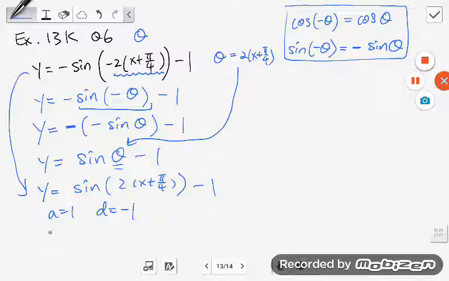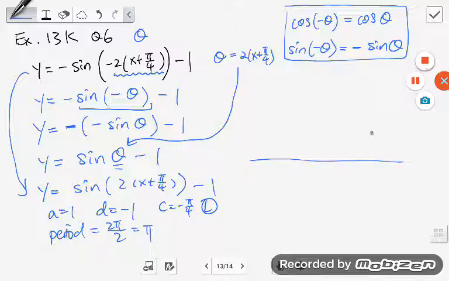this is my B. So period is equal to, sorry, period is equal to 2 pi over my B, in this case 2. So my period is equal to pi. And I have my C, C is negative pi over 4. So this is a shift to the left. This is a shift to the left by pi over 4, right?